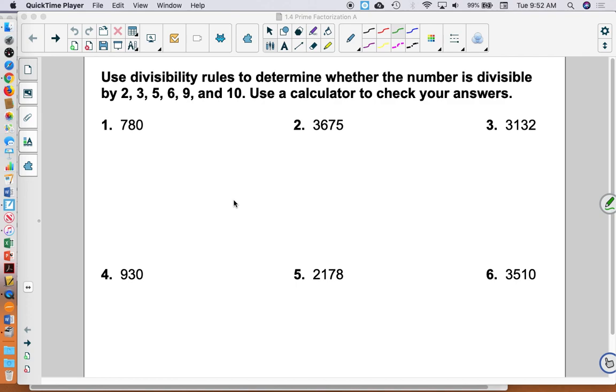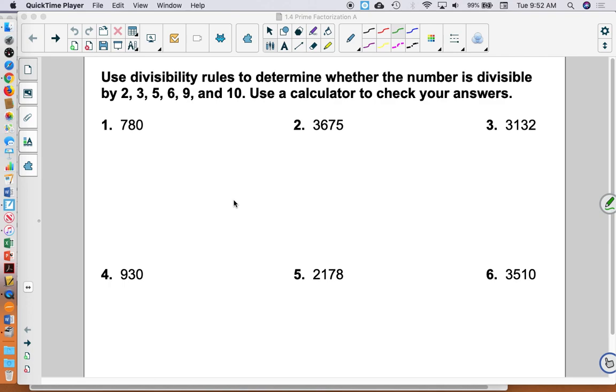Now, what did I say our goal is going to be in this section? What are we going to have to be able to do by the time we get done with section 1.4? What are we going to have to be able to do, Aubrey? Write the prime factorizations of a number. I can't do that if I don't know my rules of divisibility. They make it super easy, okay? That's why I gave that to you.